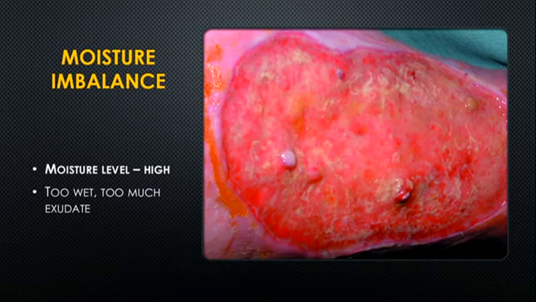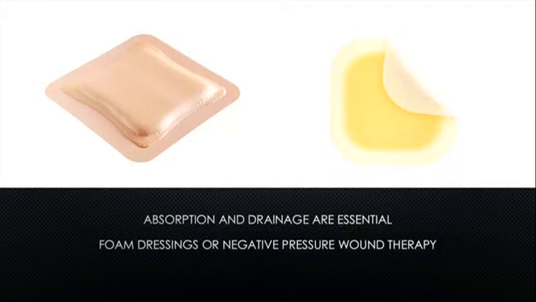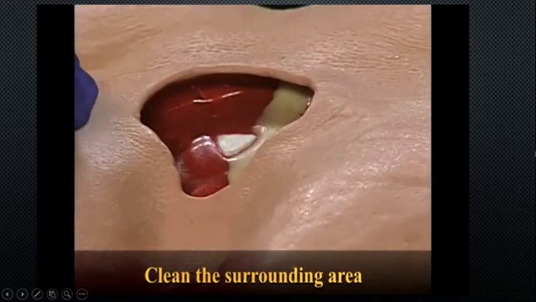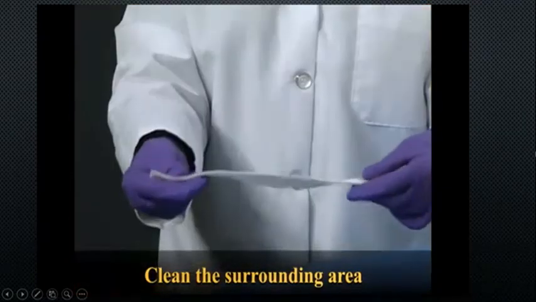So the second type of moisture imbalance you will have is wounds that have too much moisture. They're too wet and have too much exudate. So these wounds need either foam dressings or negative pressure wound therapy. So foam dressings, again, these happen in bed sores.